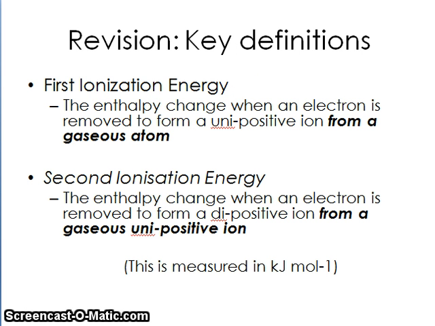And a little bit of revision first of all, there are key definitions. So first ionisation energy is the enthalpy change when an electron is removed to form a unipositive ion from a gaseous atom. And the second ionisation energy is the enthalpy change when an electron is removed to form a dipositive ion from a gaseous unipositive ion. Again, this is a slide from the previous video, so go back and look at that if you want it in more detail.